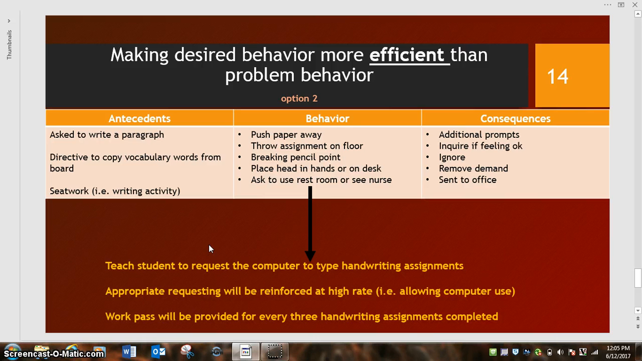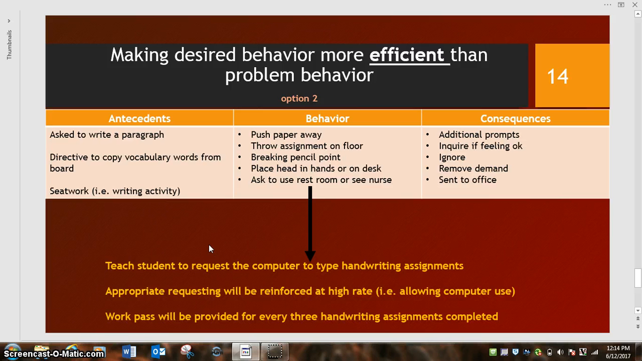The team also decides that work passes will be provided to the student for every 3 handwriting assignments completed. So therefore, they're increasing the value of doing a desired behavior, which is handwriting.